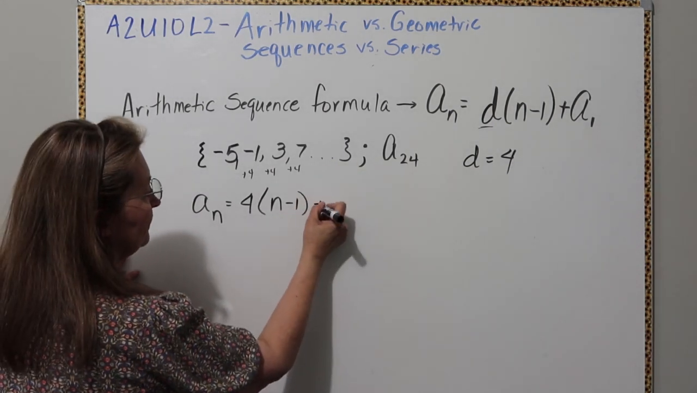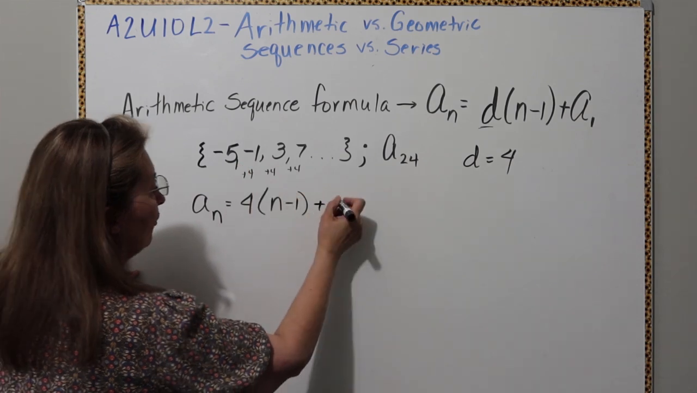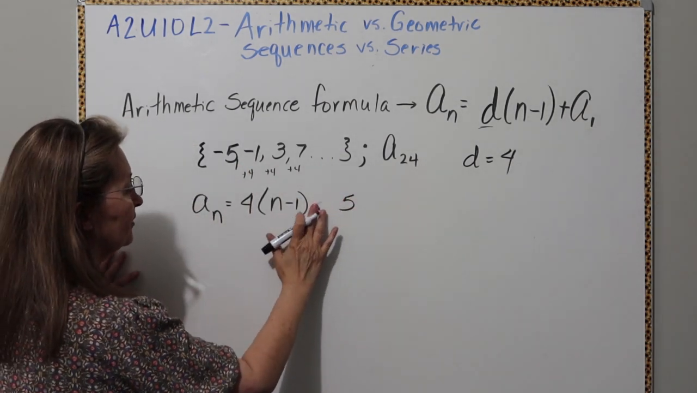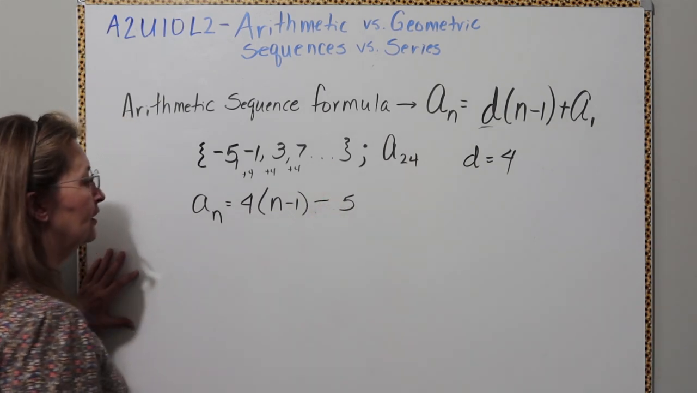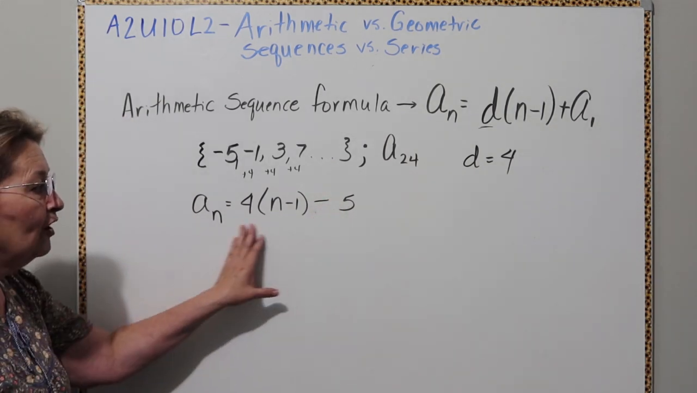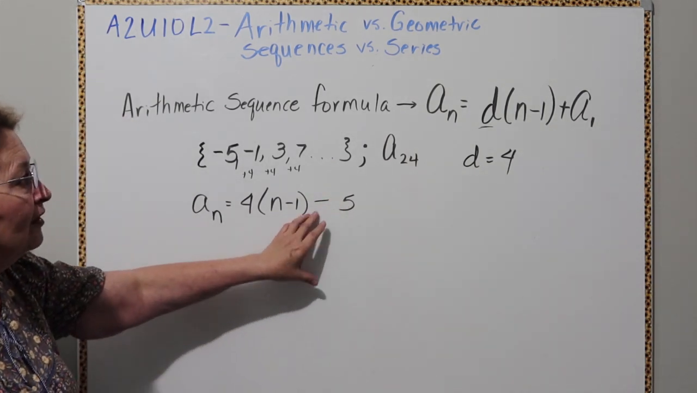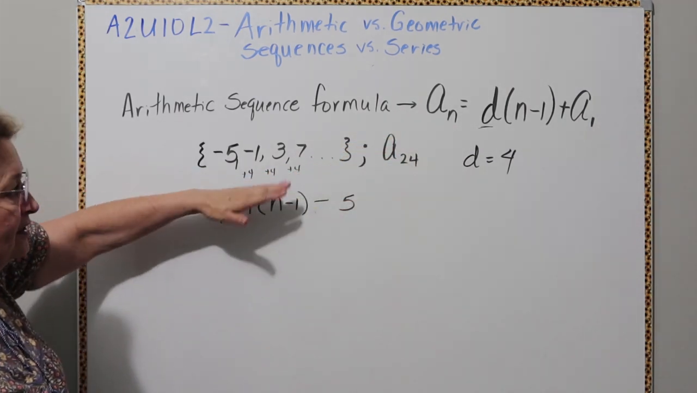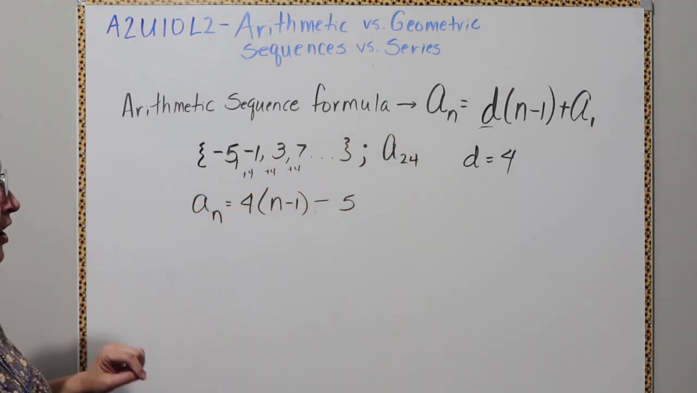The last thing, a_1 is always going to be that -5. And if you want to change plus a negative to minus, you can. Now we have a specific formula based on the general formula for this sequence. So let's find the 24th term.